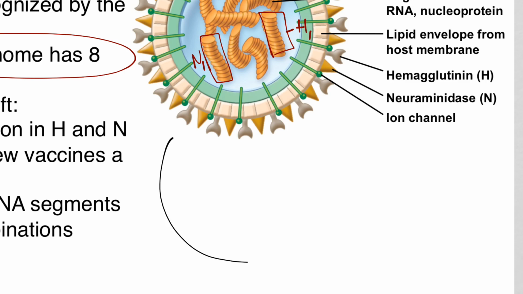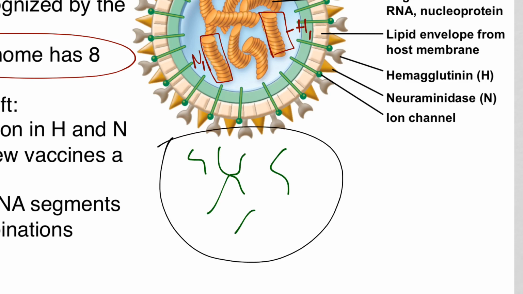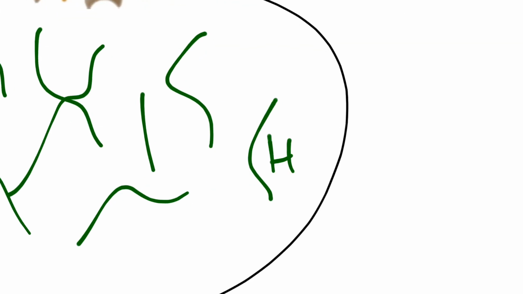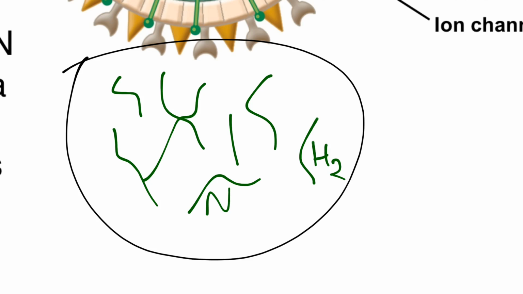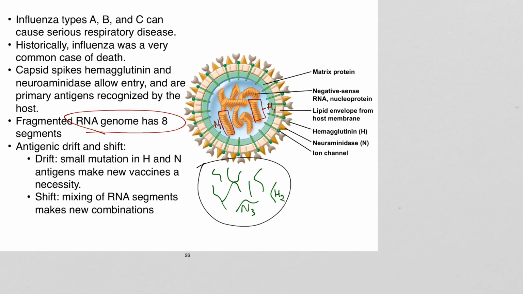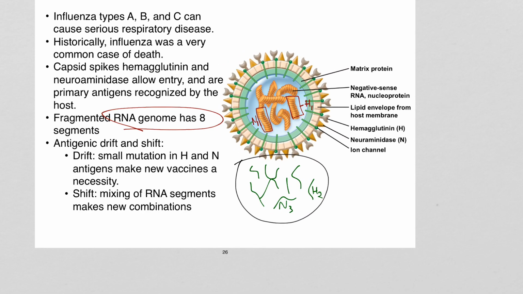I imagine a second virus here with all of its 8 RNA coils throughout it, and let's say that this is H2 and this is N3. What can happen, and this is incredibly rare, but when you have enormous numbers of viruses infecting billions of different people and animals for that matter, it'll happen eventually. Every once in a while, one individual person or animal gets infected by 2 viruses at the same time.